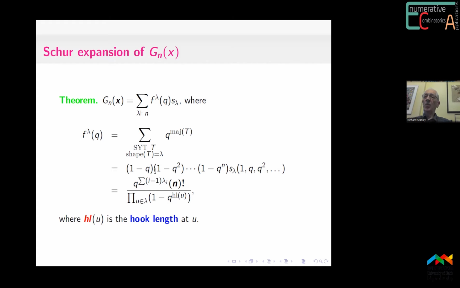It also has this formula in terms of the so-called stable principal specialization of s_lambda, and an explicit formula which directly generalizes the hook length formula: q to some power, the q-analog of n factorial, and then divided by the product of the q-analogs of the hook lengths at u.